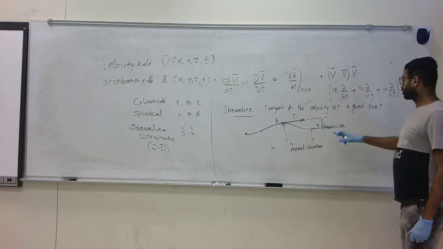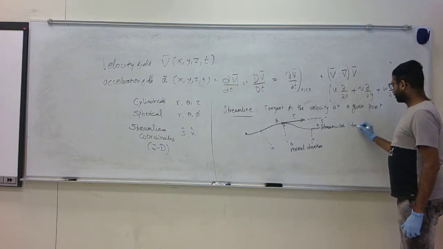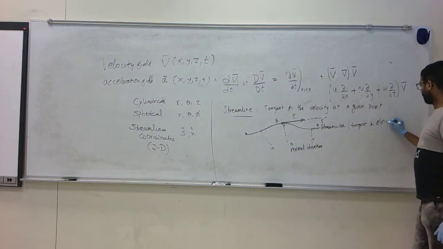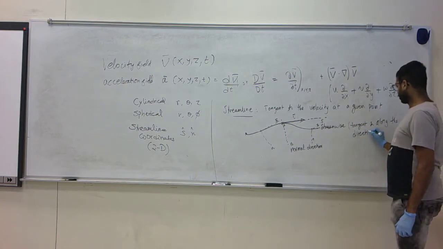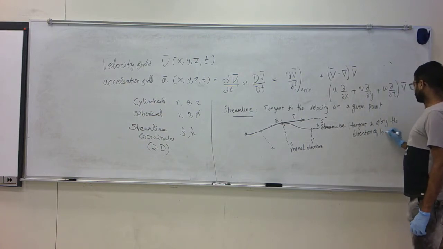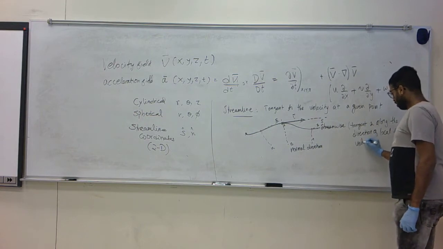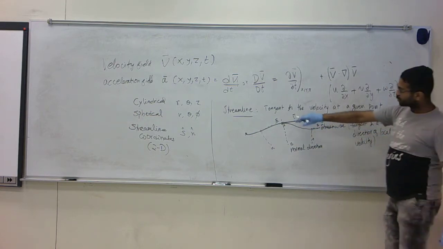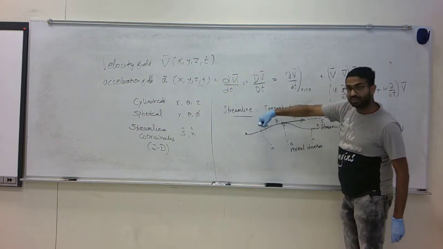To summarize, the streamwise direction is tangent and along the direction of local fluid velocity. It is tangential and along the direction, and that's why I drew this along the velocity. I could have as well drawn it against the velocity.